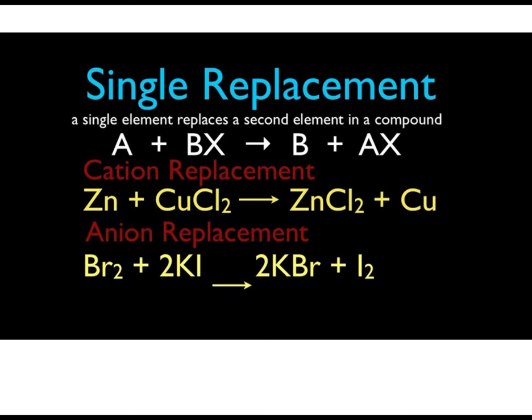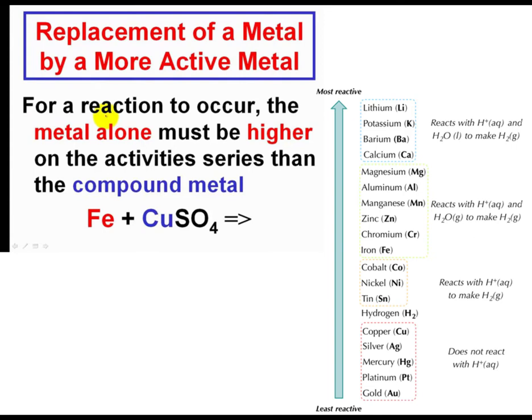Now, why did it do this? It's because zinc is a more reactive element than the copper was. It has to be stronger to be able to kick the metal out. And you can see here that we have the metals organized in terms of most reactive to least reactive.